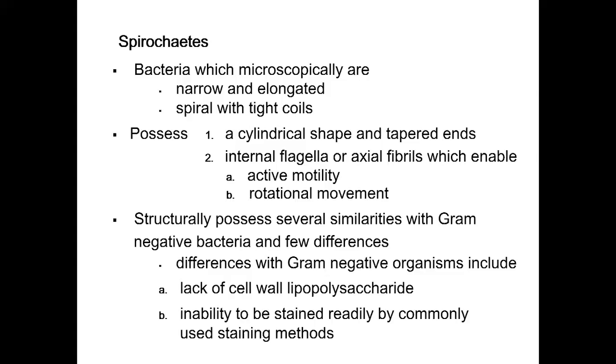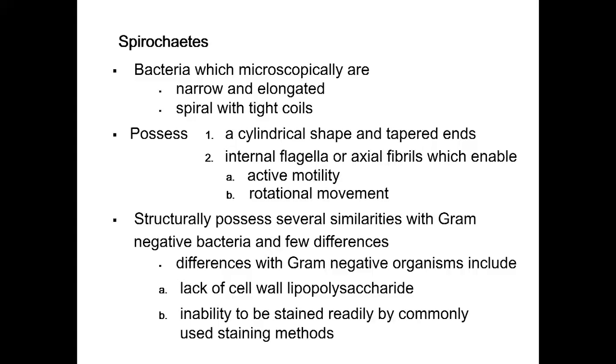But generally, spirochetes are bacteria which, microscopically, are narrow and elongated. They are spiral, and they are tight coils, making that spiral. And if one cuts across it, they have a cylindrical shape and they have tapered ends.